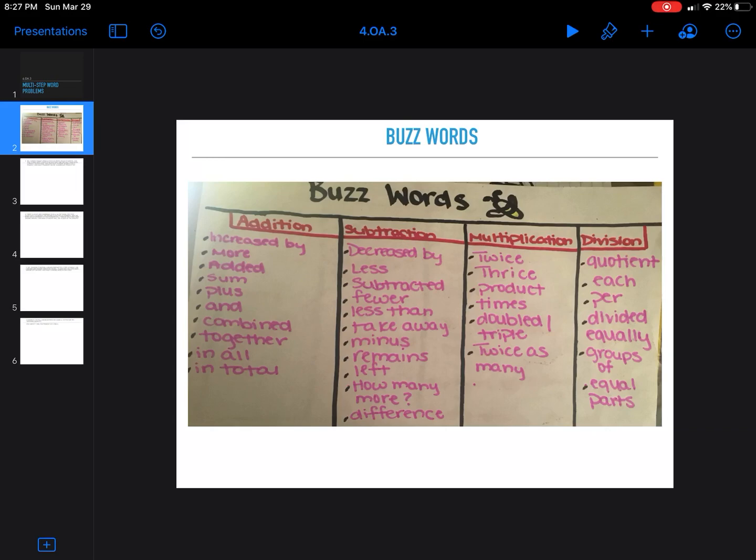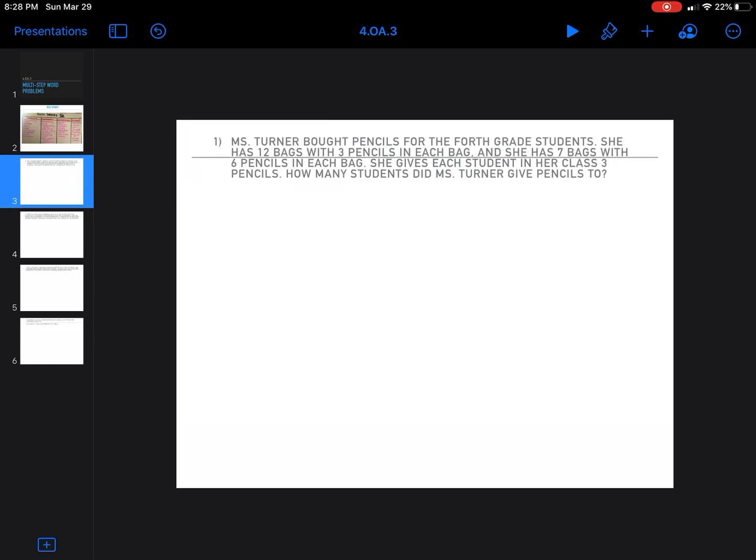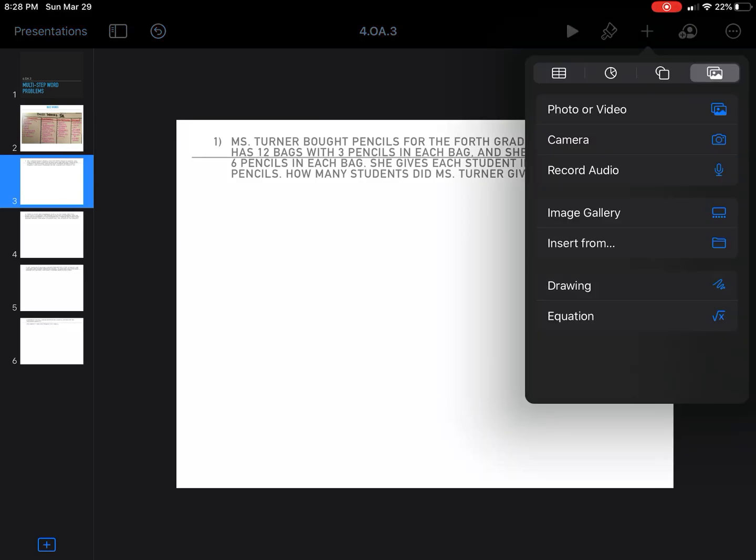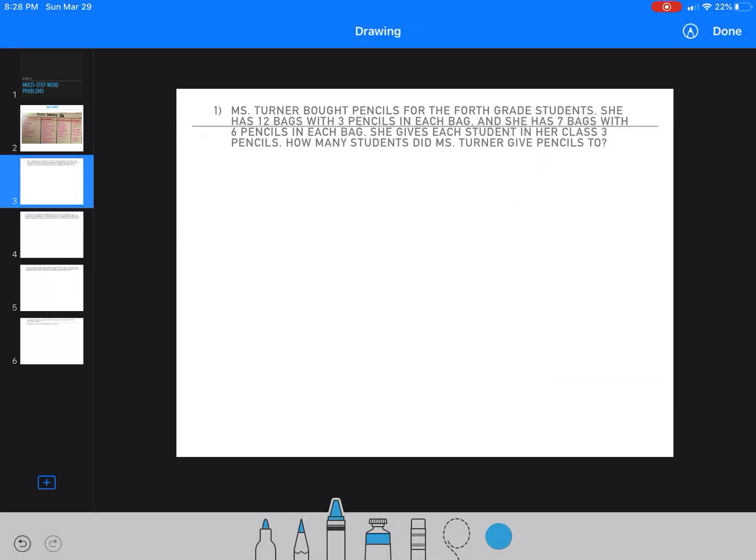Buzzwords are going to be very, very important in this standard because they let us know how many steps we're going to need to do in order to solve our problem. So let's get right into number one so you can see what I mean. Let's look at our first word problem. It says Miss Turner bought pencils for the 4th grade students. She has 12 bags with 3 pencils in each bag, and she has 7 bags with 6 pencils in each bag. She gives each student in her class 3 pencils. How many students did Miss Turner give pencils to?